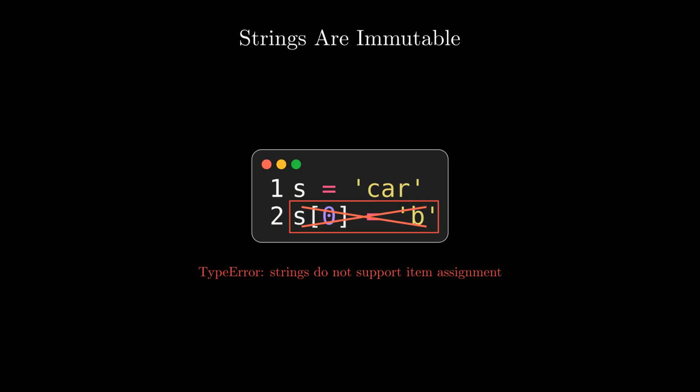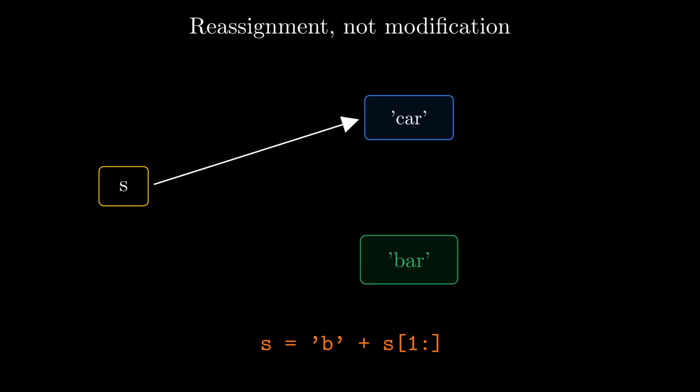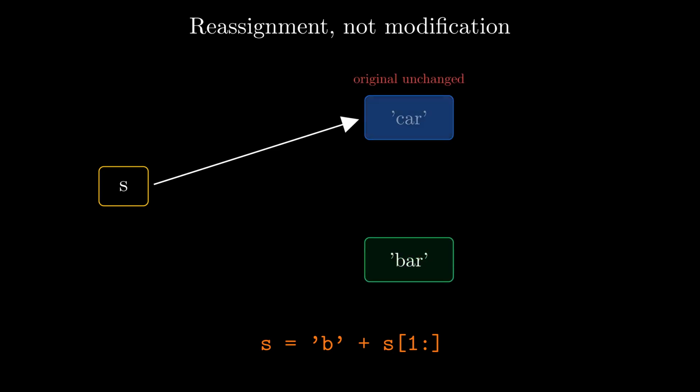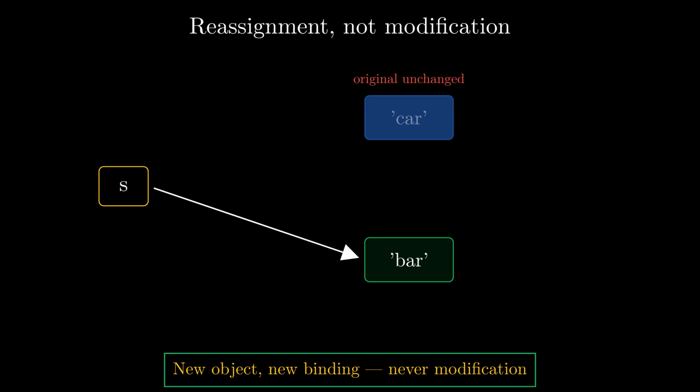No operation modifies a string in place. Every operation that seems to change a string leaves the original untouched. The workaround builds a brand new string with an expression, then binds a name to it. For example, set S to the string "B" concatenated with the slice of S from index 1 onward. This constructs the new object "bar". The original "car" still exists in memory. You've simply moved the binding from the old object to the new one. Later in the course, we'll meet mutable objects, which can be modified in place. Strings are not among them.